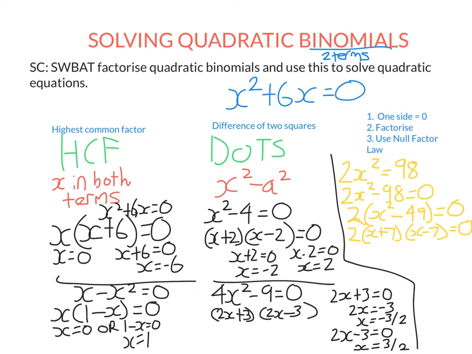Now we can use the null factor law. It turns out this 2 out the front doesn't affect the solution at all. Either x plus 7 equals 0 or x minus 7 equals 0, which means x equals minus 7 or x equals 7. And they are the two solutions.